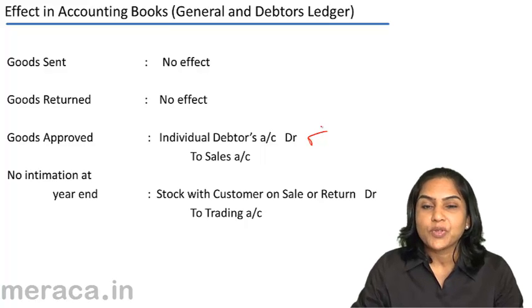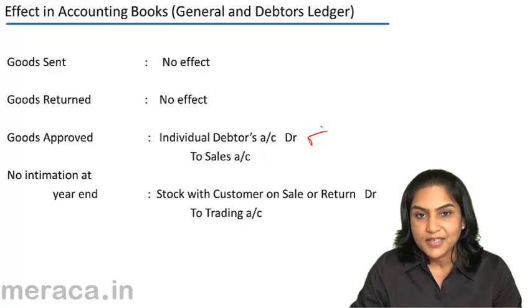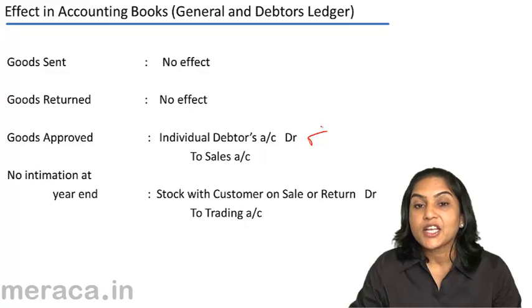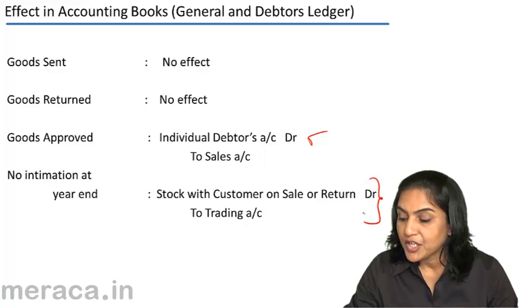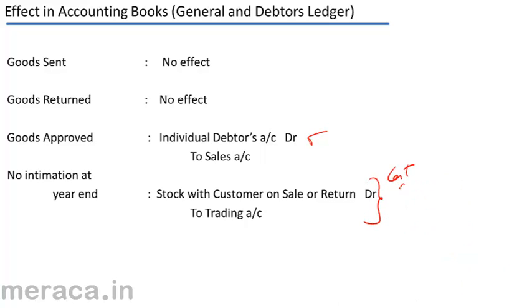If goods are lying with the customer at the year end, we need to bring that stock lying with the customer into our books. The entry for that would be stock with customer on sale or return debit to trading account. However, this should be with cost or selling price, whichever is lower.